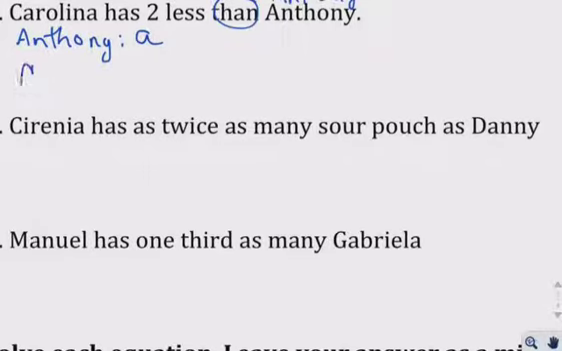So now Carolina is Anthony minus 2. A stands for Anthony. We flip that.